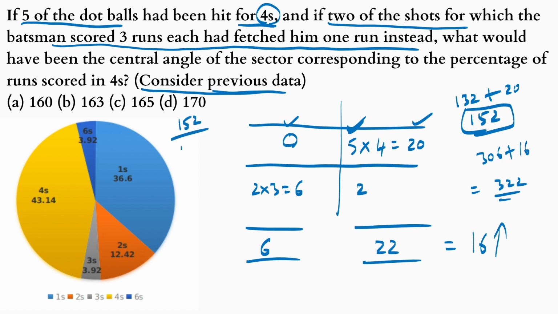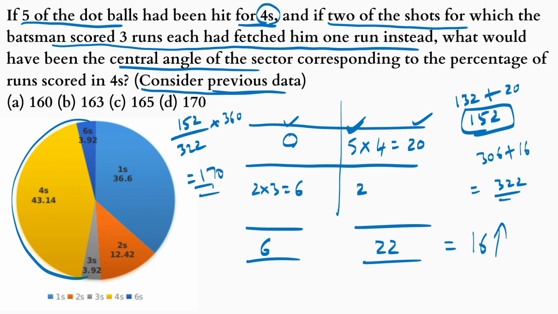So 152 by, what is the total score? 332, into the total angle is 360 degrees, because we are asked to find out the central angle of the sector corresponding to the percentage of runs scored in fours. So 360 degrees, this will be equal to 170 degrees approximately, 169.9495993, right? So that will be equal to 170 degrees. So option D is the answer.